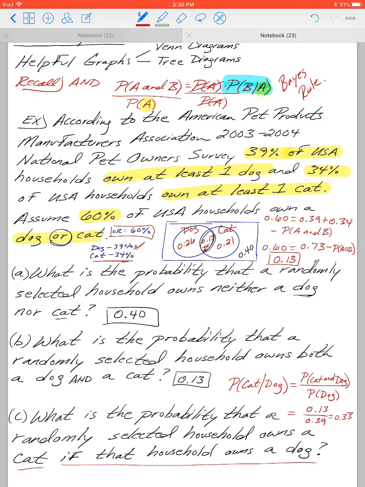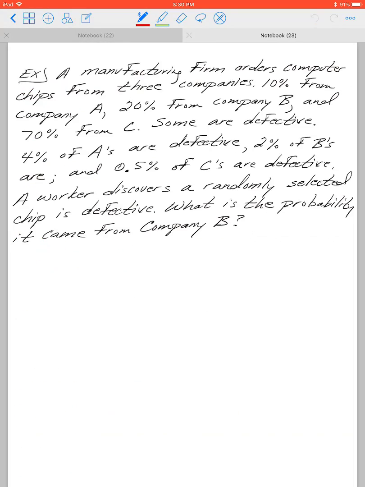Next, let's move into tree diagrams. Here in this example, what I want you to notice as I read through it is the notion that we have something that then breaks into something else. So there's different tiers within each category. This is one way that maybe you can identify yourself that a tree would be more appropriate than a Venn diagram. A manufacturing firm orders computer chips from 3 companies.